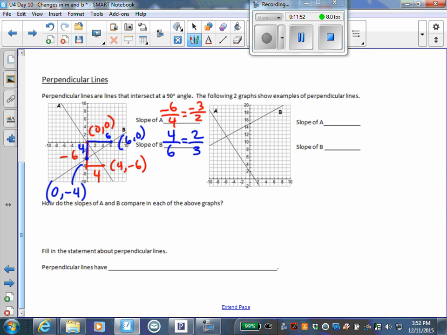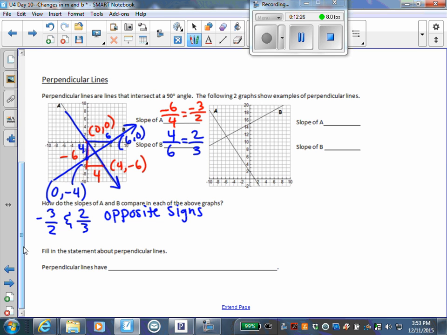So how do the slopes of A and B compare in each of the above graphs? So we have a negative 3 halves and a positive 2/3. It makes sense that one of them's positive and one of them's negative because this line is negative, it's falling. This line is positive, it's rising. So they're opposites because one is positive and one is negative. So we could say opposite signs, I guess that's what that is.